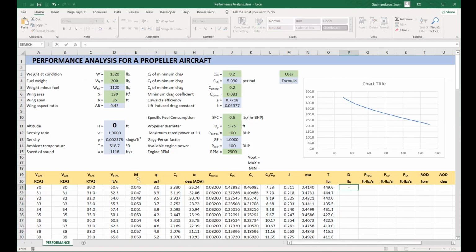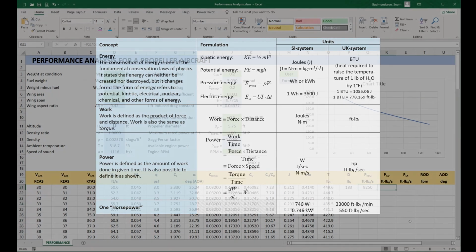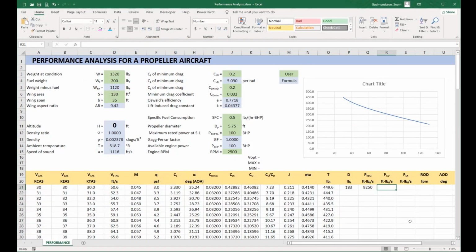The drag is simply the dynamic pressure times the wing area times the drag coefficient. The power required represents the thrust power required to maintain steady, level flight at the given airspeed. Recall the definition of power. It is the time rate of change of work given by force times speed. Here the power required is the product drag times true airspeed in feet per second. The units are foot-pounds per second.